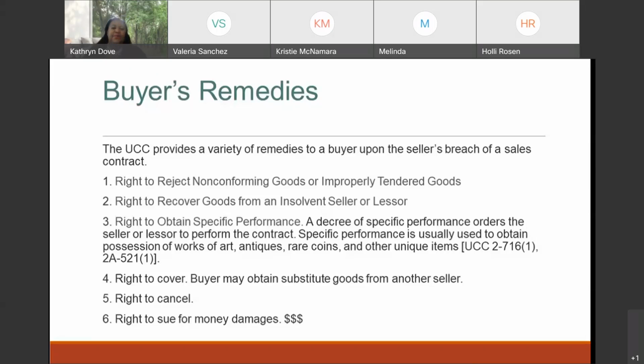What other remedies does the buyer have? Well, the buyer can cancel the contract, and the buyer can also sue for money damages. So I think the UCC provides the buyers with some excellent remedies. And because this is all codified in the provisions of the UCC, there's a lot of certainty for the parties who are contracting and their lawyers, because they know in the event of a breach of contract, they'll have these remedies. Any questions, Christy? Observations?